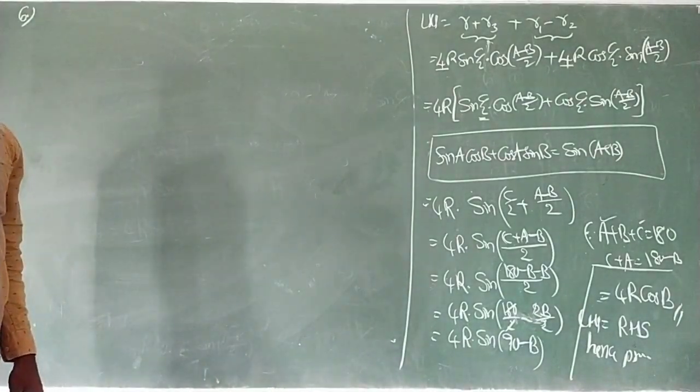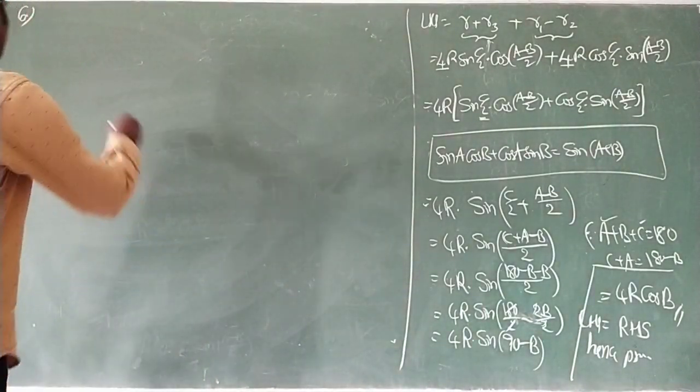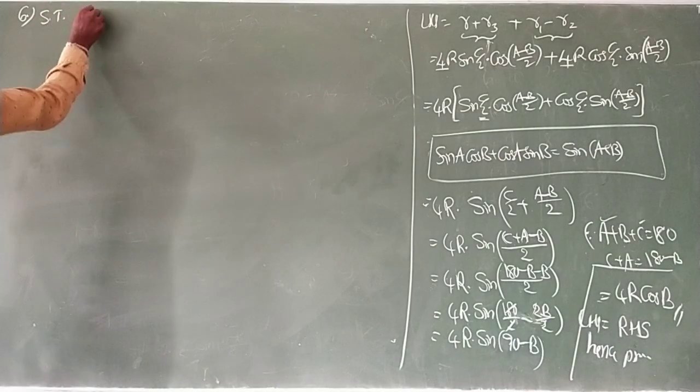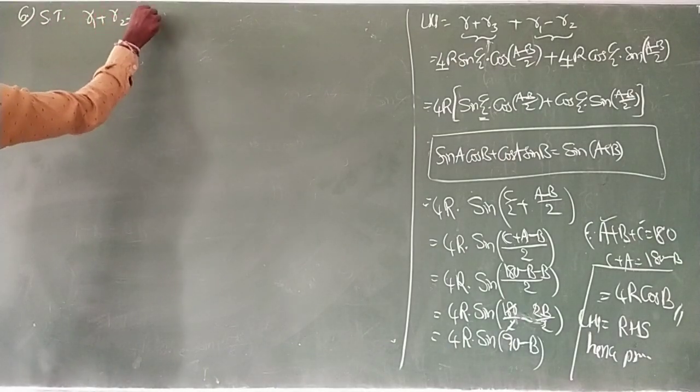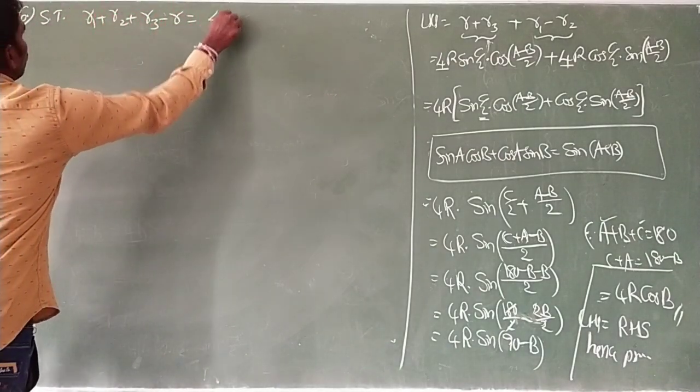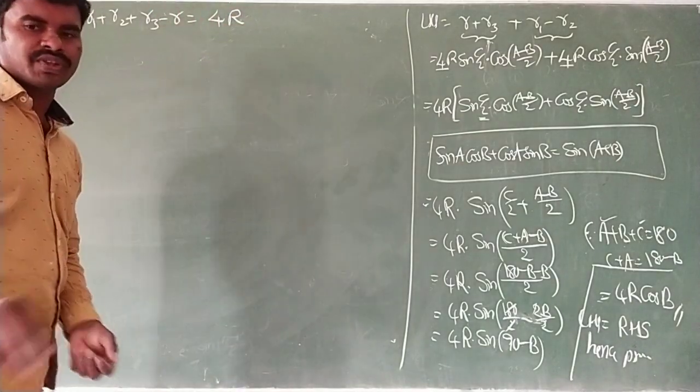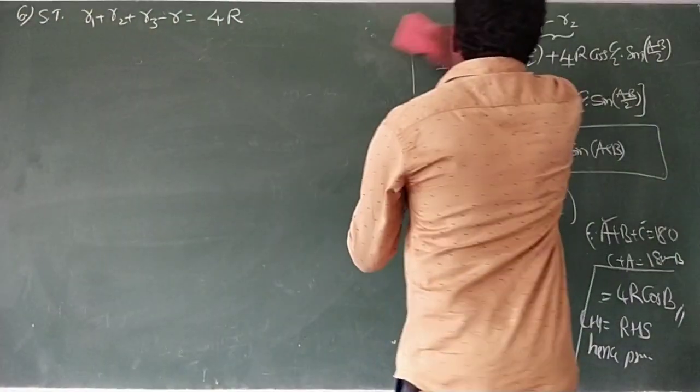Okay, sixth one. Show that R1 plus R2 plus R3 minus R equals 4 capital R. Okay, do it, same as well.